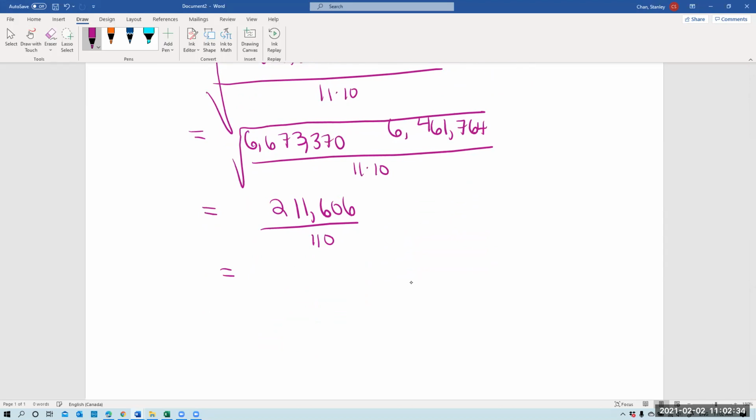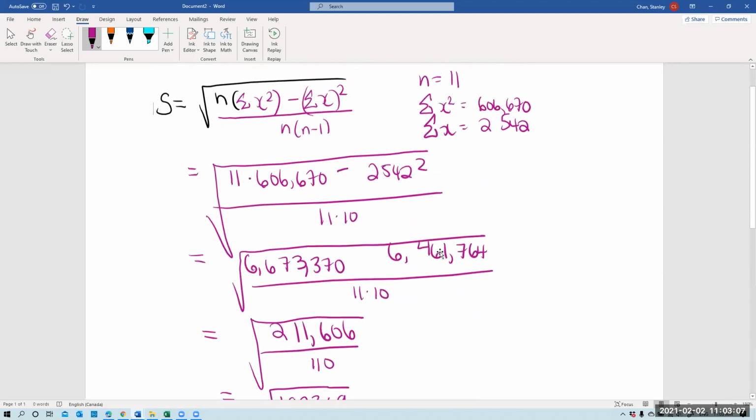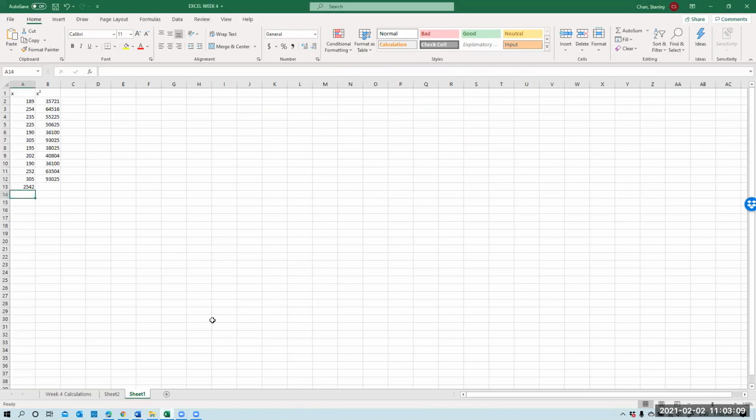And this is equal to, and then of course we're going to square root this. So 211,606 divided by 110 is equal to 1923.69. The square root of that is equal to 43.856, which is what we already found using Excel. So that's the standard deviation written out the long way, but we already actually found that using Excel.